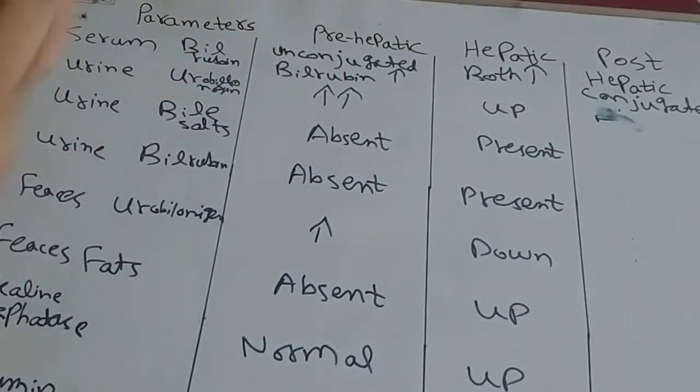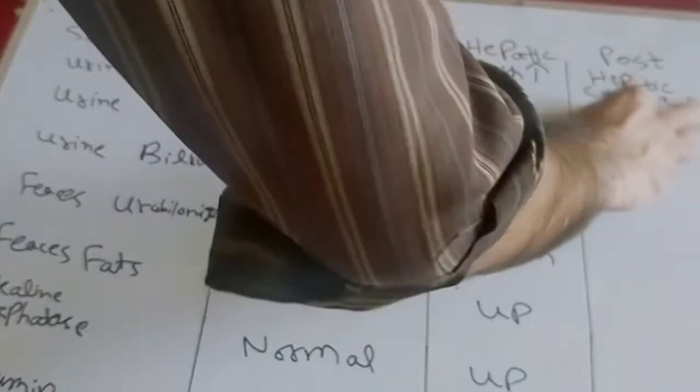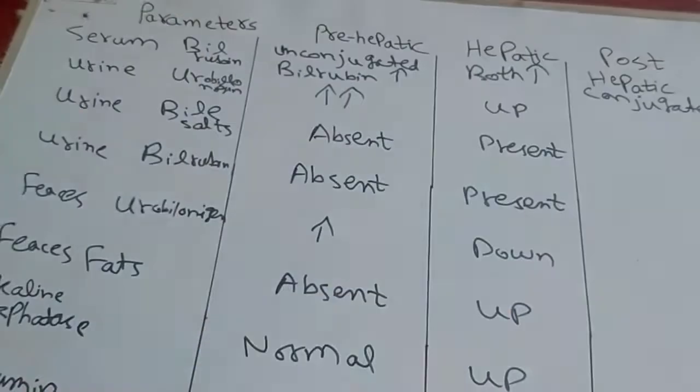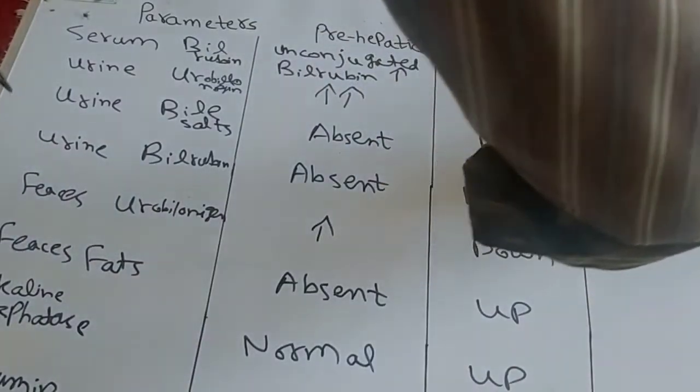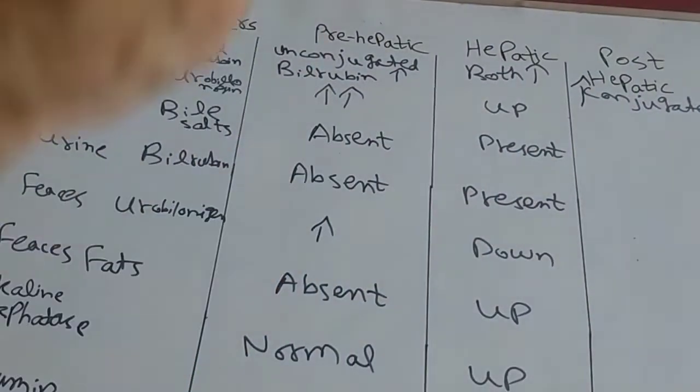Now talking about the post-hepatic one, the level of conjugated bilirubin increases in the post-hepatic one.